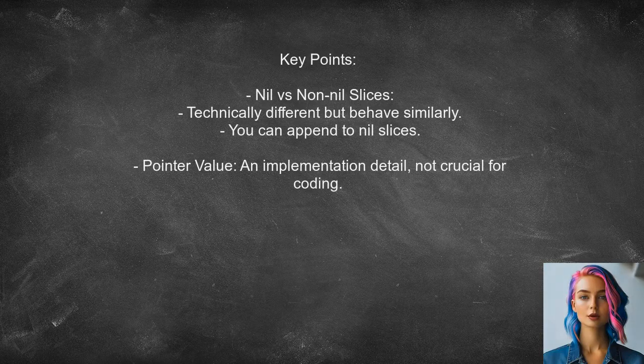The user also points out that while nil and non-nil slices are technically different, this distinction usually doesn't matter in practice. You can append to a nil slice and it behaves like an empty slice. Lastly, the value of the pointer in non-nil slices with 0 length and capacity is an implementation detail that doesn't affect how you write Go code.